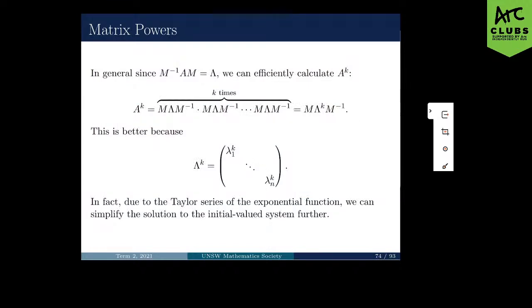But how does this help us? It helps us calculate A to the power of k, because A to the power of k, for a diagonalizable matrix, can be written as M, the matrix of eigenvectors, times lambda to the power of k, the matrix of eigenvalues, times the inverse of the matrix of eigenvectors. This is good because lambda is a diagonal matrix, and powers of diagonal matrices are really easy to calculate, as shown here.